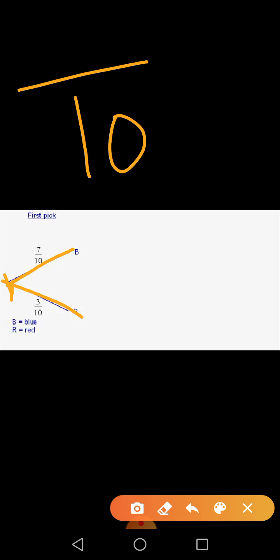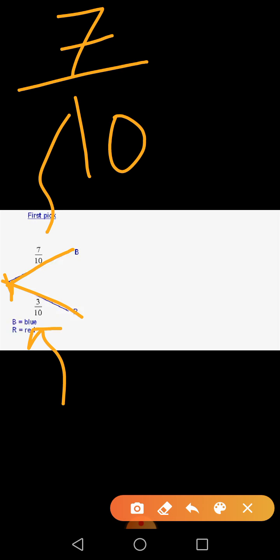First of all, the first pick will be like this. I will start from this joint, here for blue and here for red. The probability, as I told you, the total is 10 sweets. For blue I take 7, so it will be 7 over 10, and the red will be 3 over 10. So that's the first pick.